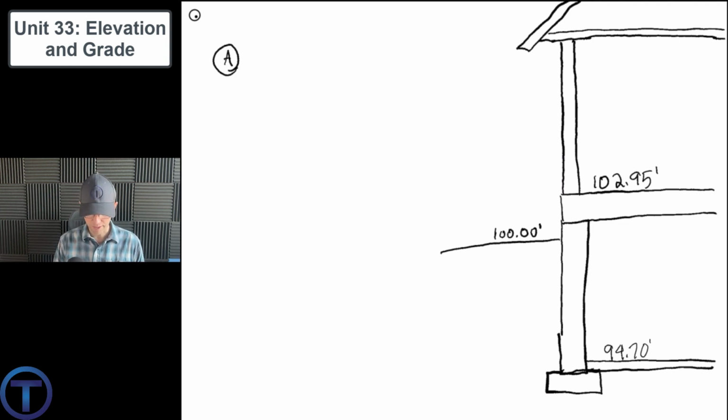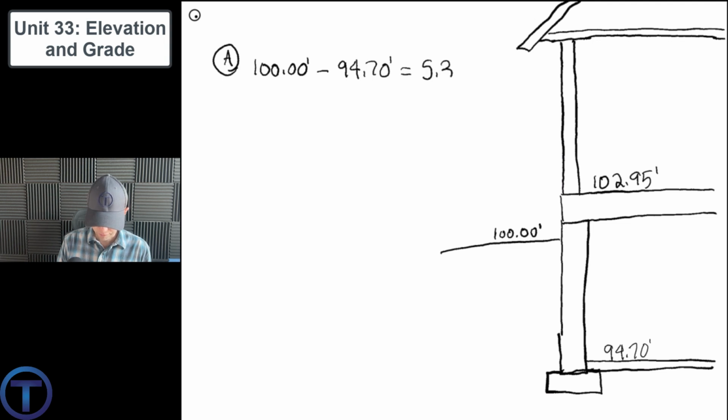So we can calculate that, right? If the benchmark is 100.00, and we're trying to figure out where the basement floor is, we're going to subtract 94.70 feet. And that is going to give us 5.30 feet. So we're here in decimal feet, right? Now, they'd like us to convert this over into our builder's measure, because you and I might need to be able to measure down and find where that's at.